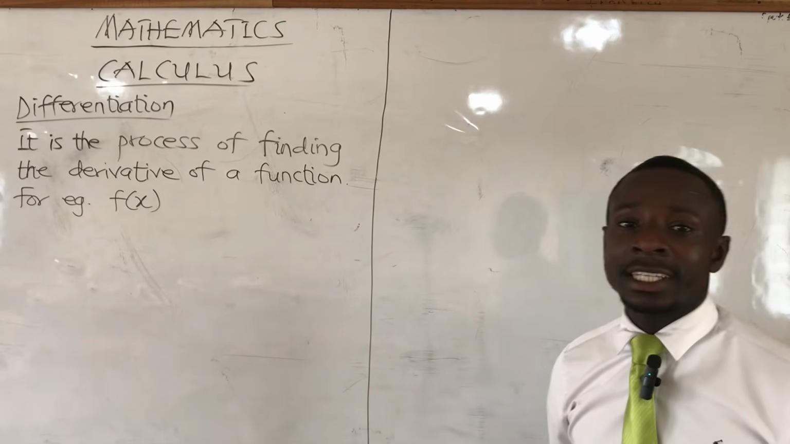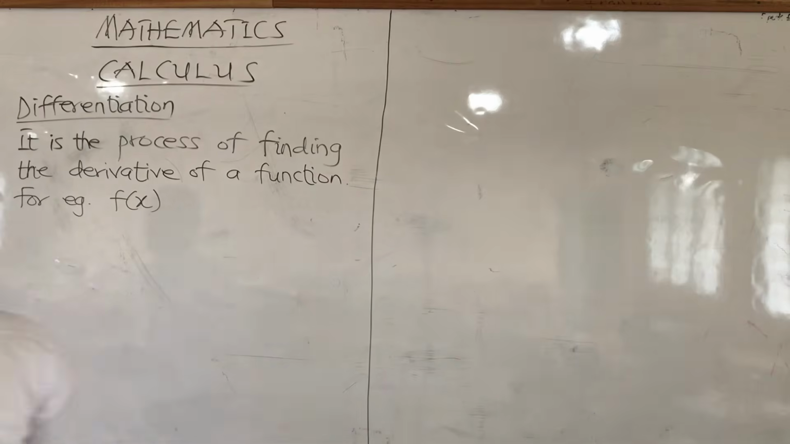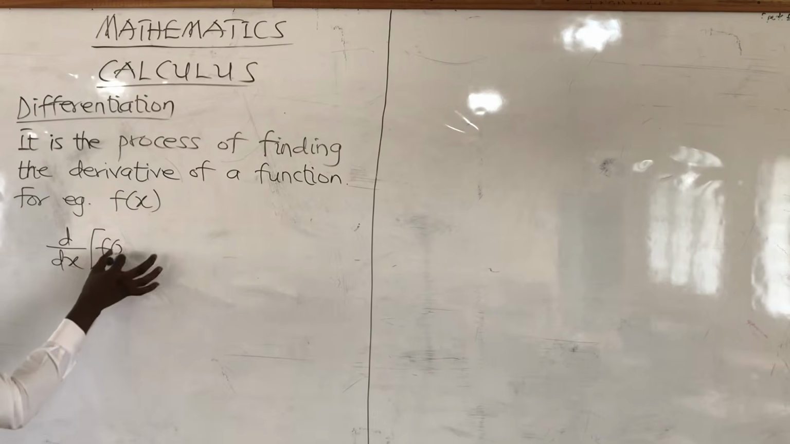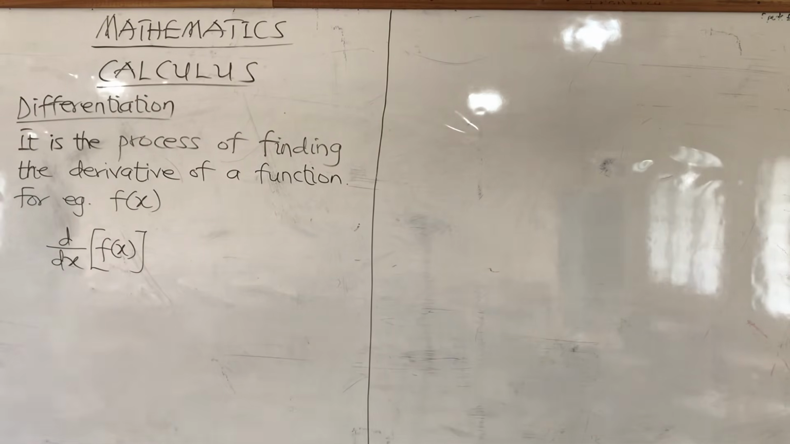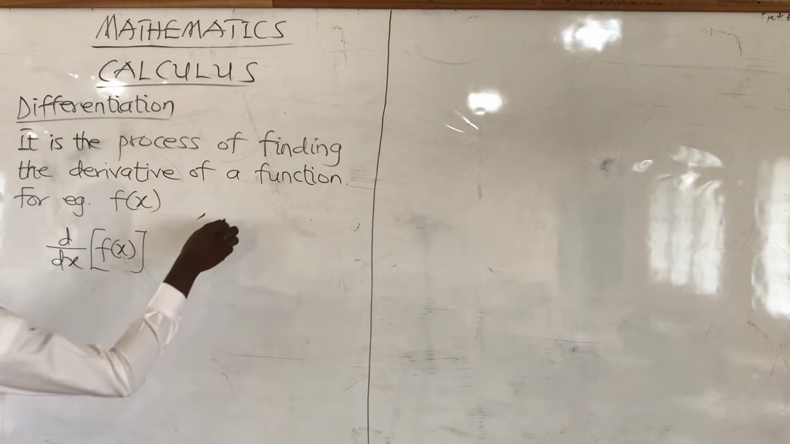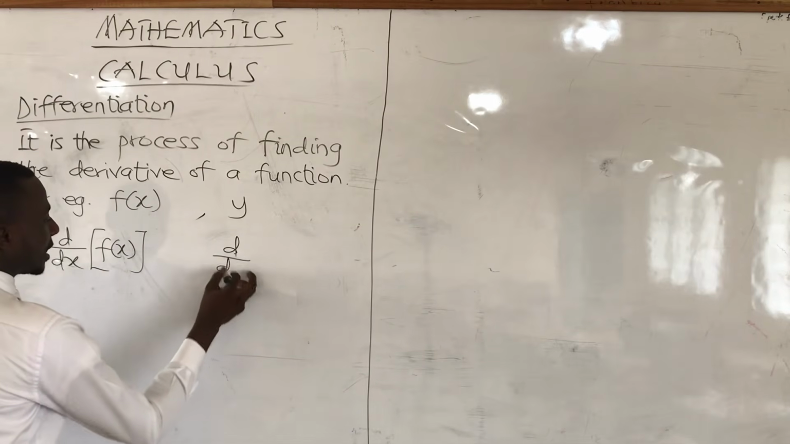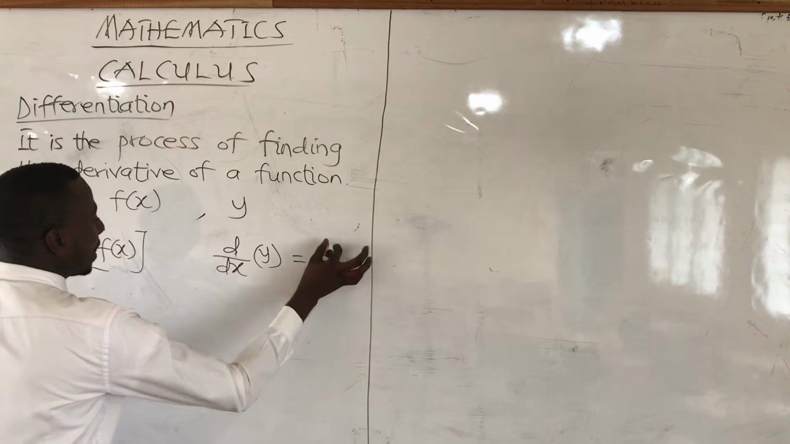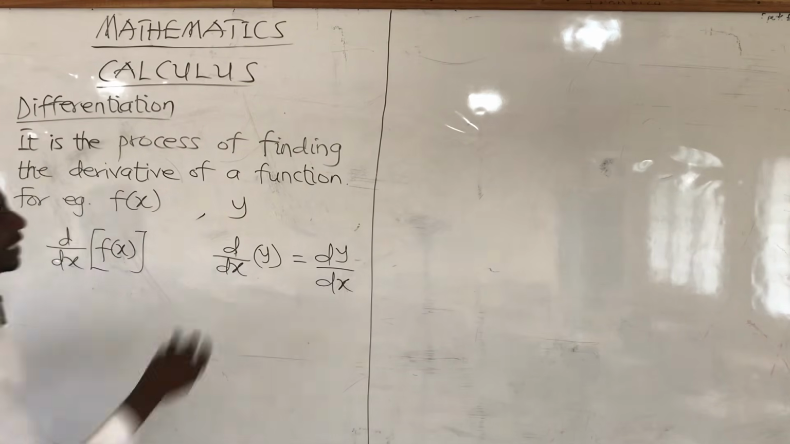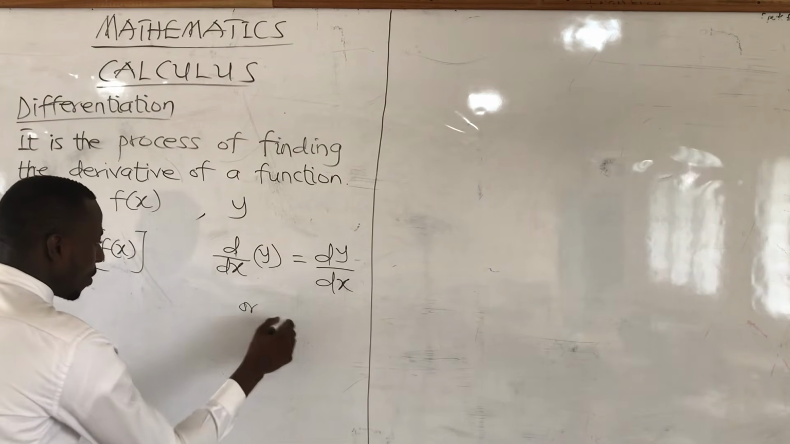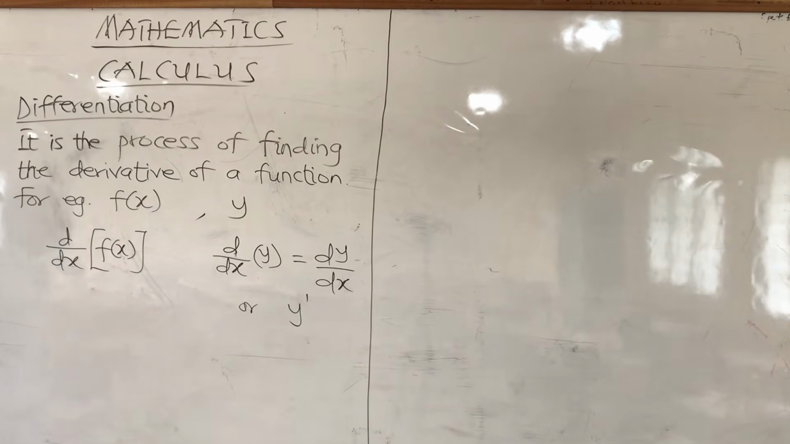So when we ask you to find the derivative of f of x, it's going to be d dx of f of x. Again, we can also ask you to find the derivative of y. From here, it's going to be d dx of y, which is the same as dy over dx, or it can also be y prime.